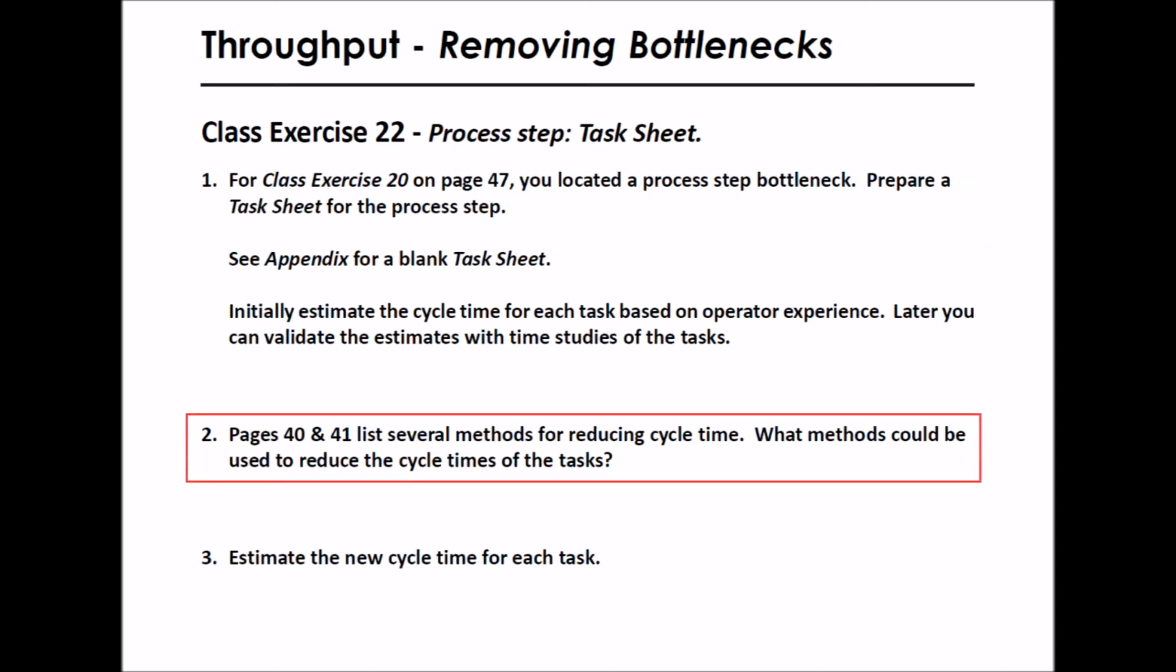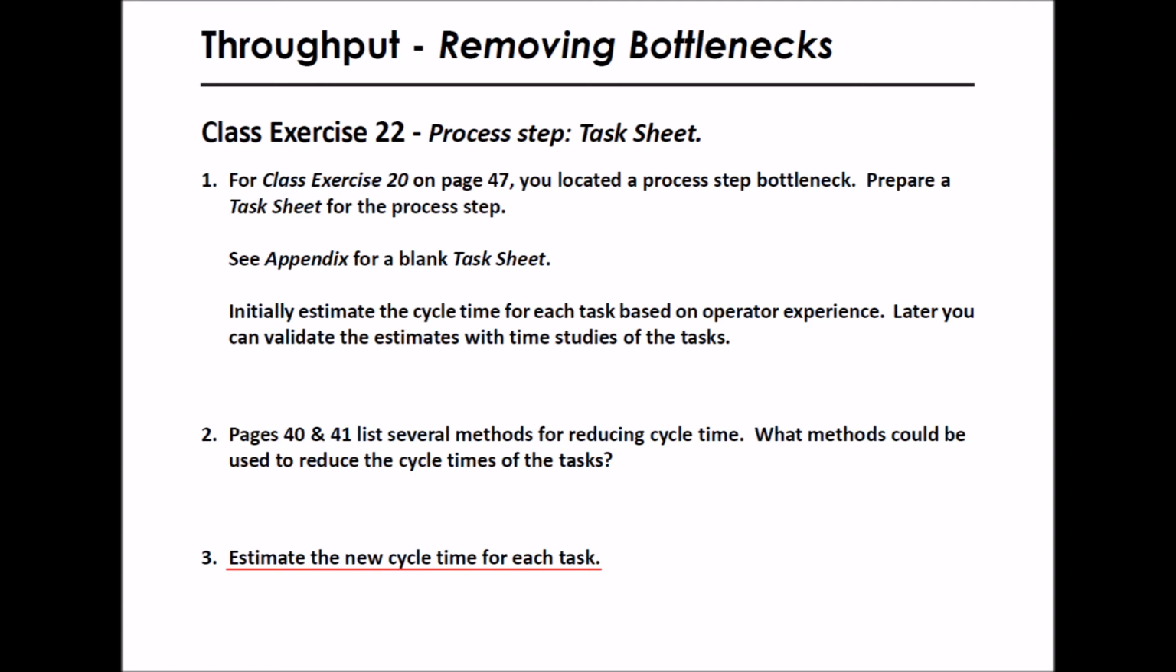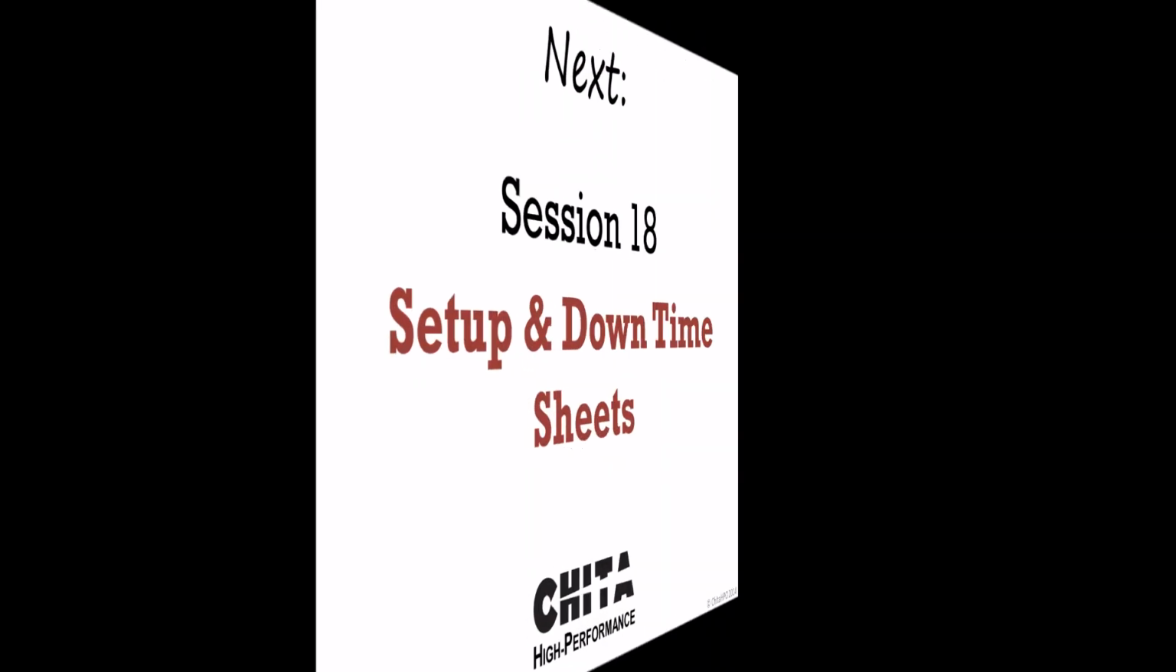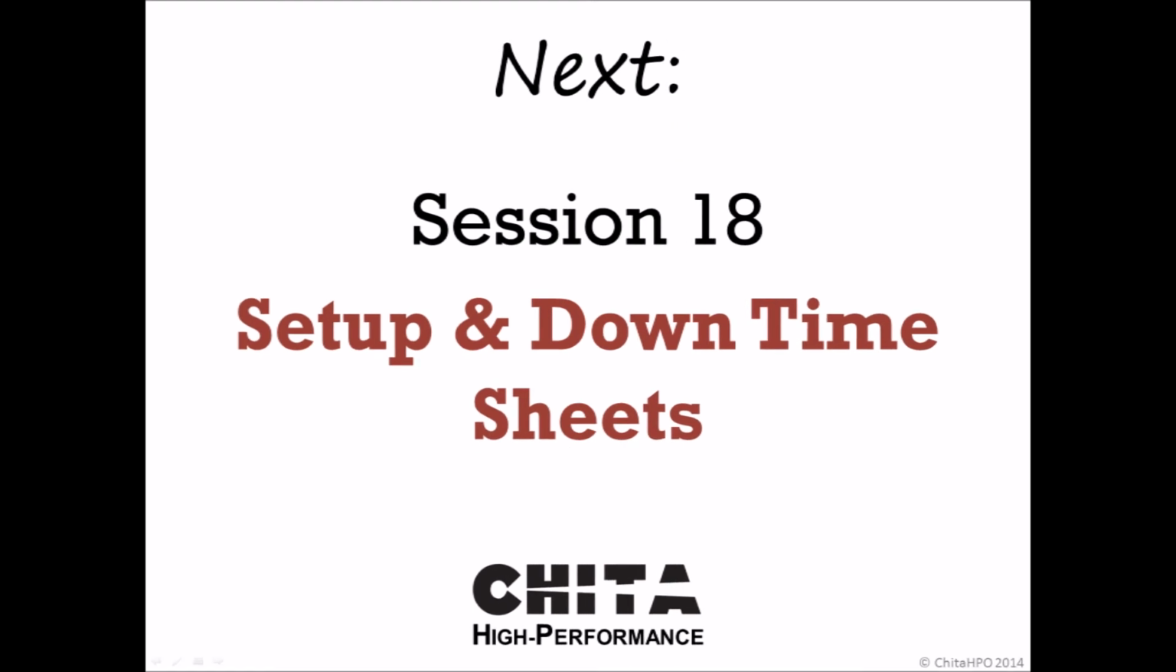In sessions 13 and 14, we discuss several methods for reducing cycle time. The operators will suggest the methods that could be used to reduce the cycle times of the task. Then they will estimate the new cycle time for each task. Task sheets are used to reduce processing time. In session 18, the operators will look at reducing any setup or downtime for the bottleneck process step.